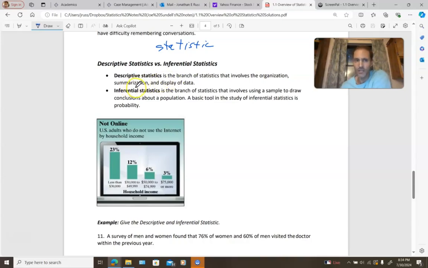Inferential statistics, on the other hand, wants to tell a story. Why is this happening? Why are we seeing these trends in data? Okay, so it's the branch of statistics that involves using a sample to draw conclusions about a population. And then a basic tool that is used in the study of inferential statistics is probability. We're going to talk about that later in the course. Okay. When you think of inferential statistics, guys, think of the word infer. Okay, to infer something.